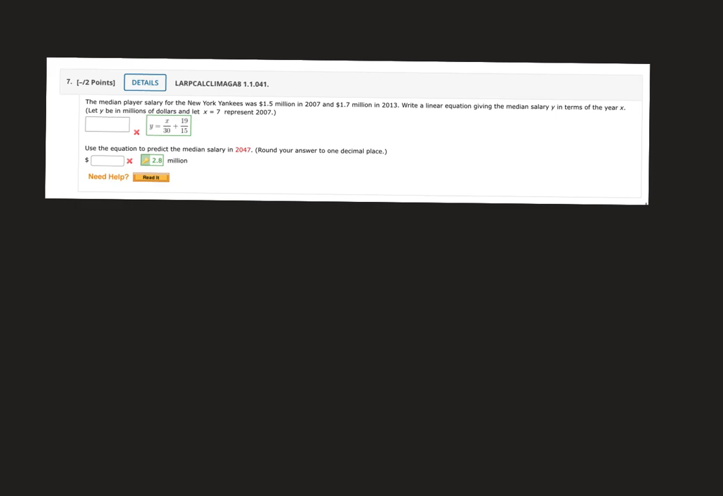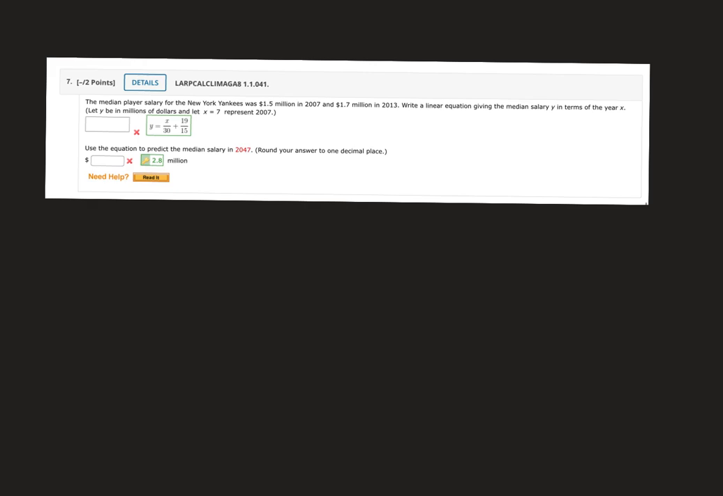This is number 7. This is the perfect example of what an AP question does. It takes something that you know how to do, like find the slope of a line, find the equation of a line, and then it gives it a real world spin so that you have to figure out what it's looking for. So this is like what half of your test might look like if you think about it, okay?